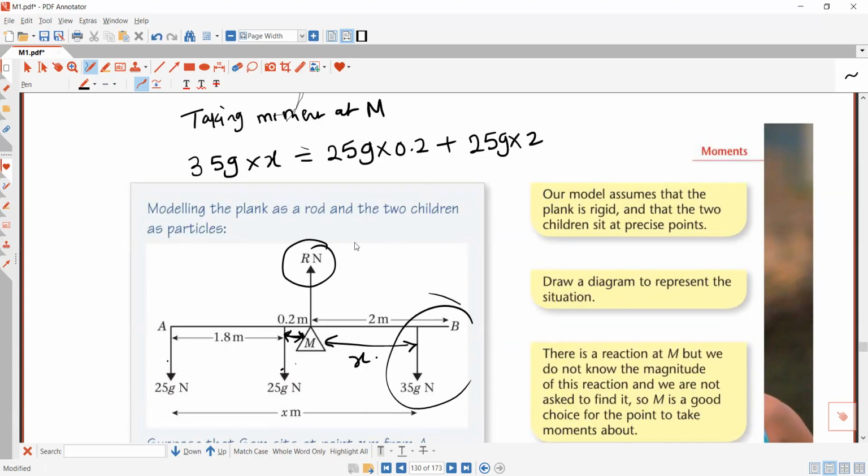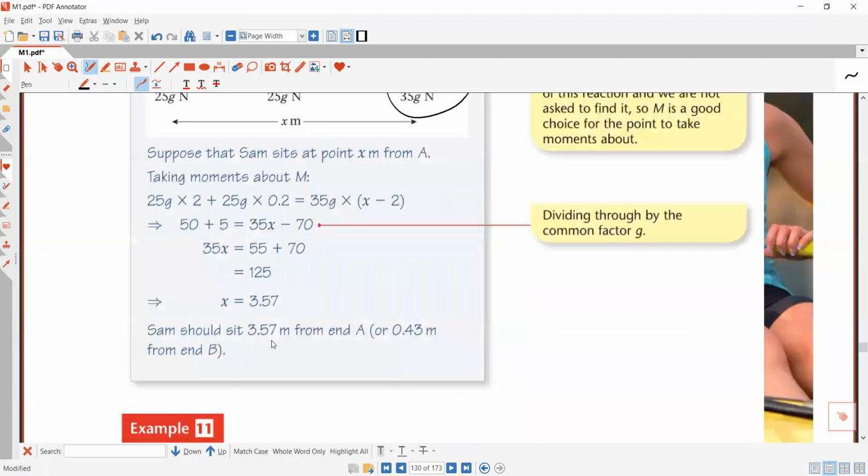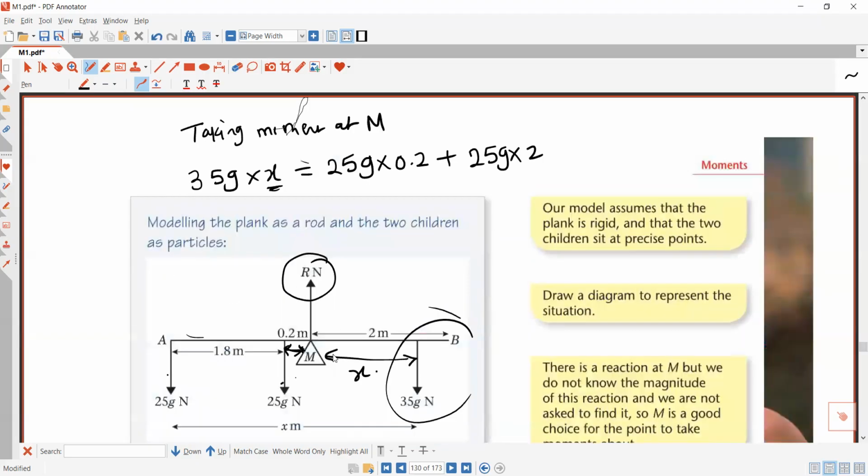Understood? Once I find the X, I have to add it with 2 over here, because they said from A. Where should he sit? My answer is from A. So whatever answer you get according to my method, this is the X, you have to add it with 2 over here. Everyone understood? Online people, understood? Yep. Everyone got it?